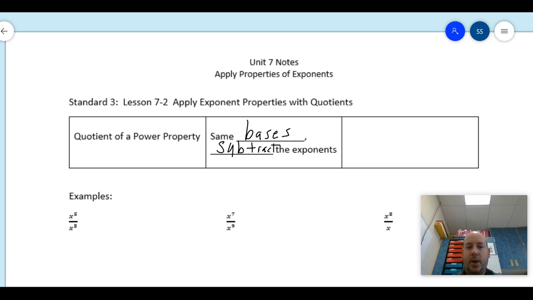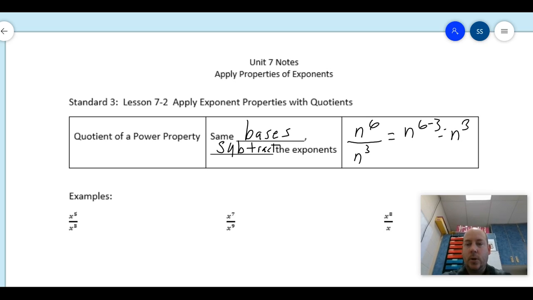So if I have something like n to the sixth, and I'm dividing by, and remember a lot of times with division we use a fraction bar, let's say n to the third, my rule is to subtract those exponents. I get something like n to the third power in that case, okay?